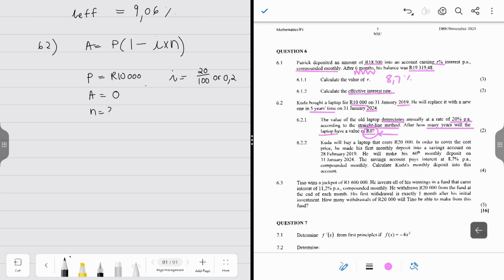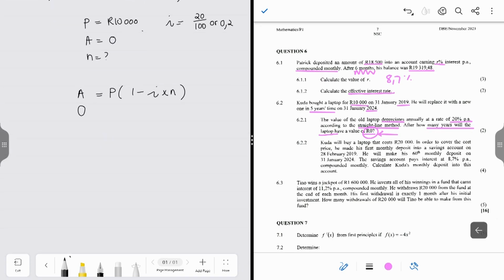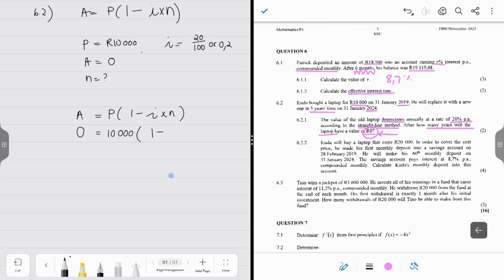Right, so let's put this all into our formula. Let's rewrite the formula. A equals P 1 minus I times N. So we have A, which is 0. We have P, which is 10,000. And we have 1 minus I, we said is 20 over 100, our interest rate of 20%, times N. We don't know what N is, so N stays N.